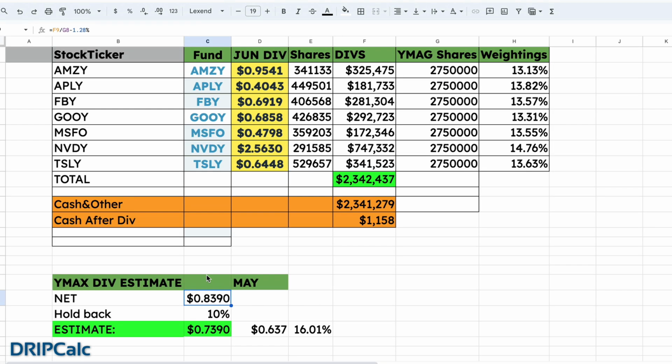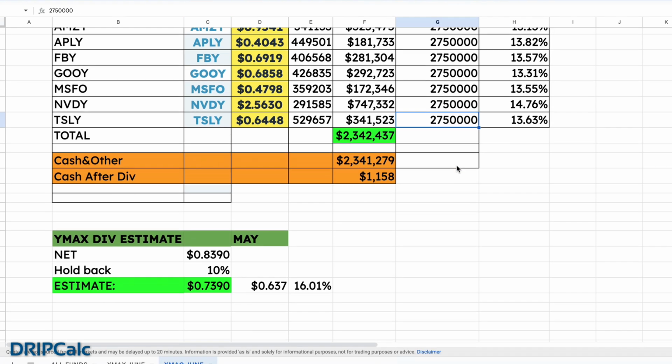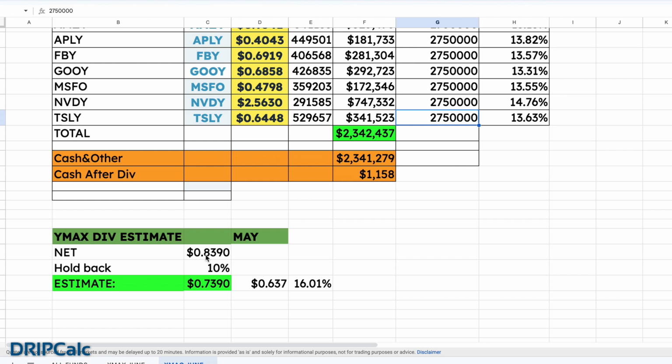So the dividend per share, again, we have 2,750,000 outstanding shares as of today. Today is June 6th. And that brings our dividend to 83.9 cents per share. And that's after YMAG takes their fee. Okay, so again, if they hold back 10% for the cash reserves, that leaves us with 73.9 cents. Now in May, they paid 63.7 cents. And that would be an improvement of 16%. That would be an amazing improvement.